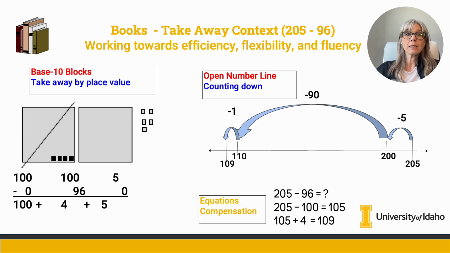Some of you may have compensated to solve this problem mentally, meaning you took away more than you needed to, but then added it back in the end. In this case, we can do 205 minus 100 and then jump back the 4 that we needed. The number line is also helpful for seeing how this works.